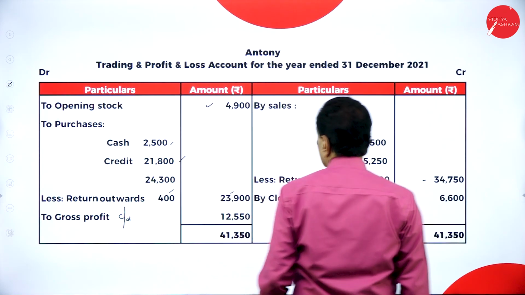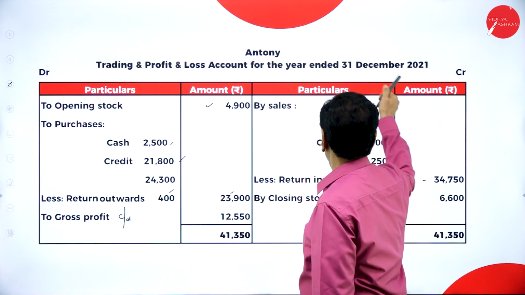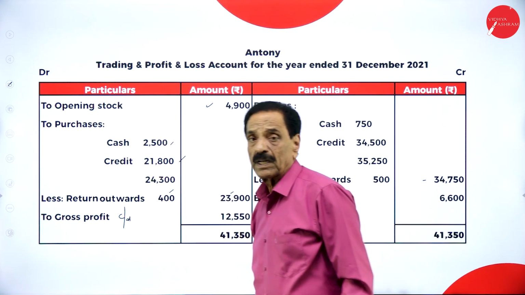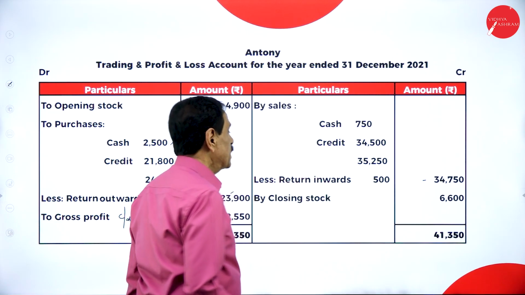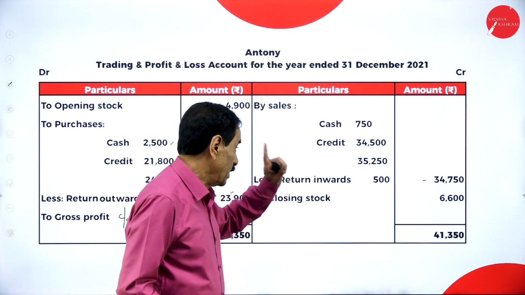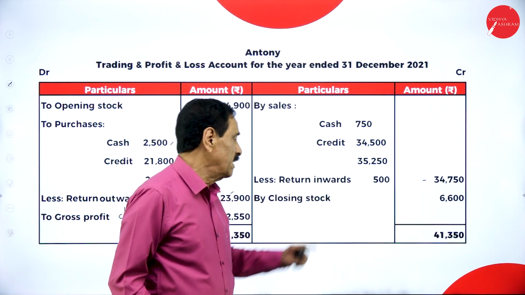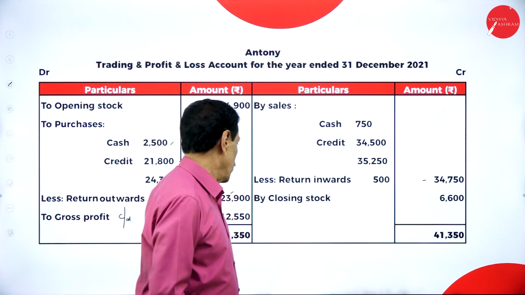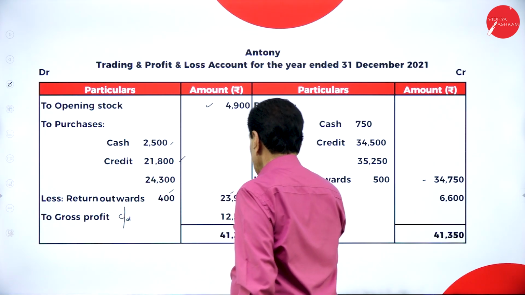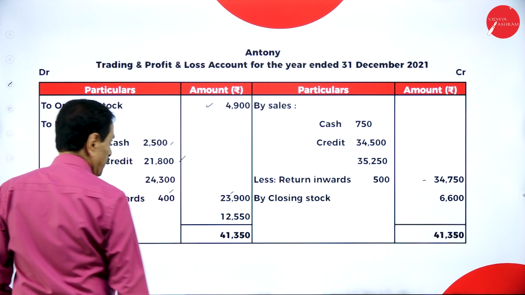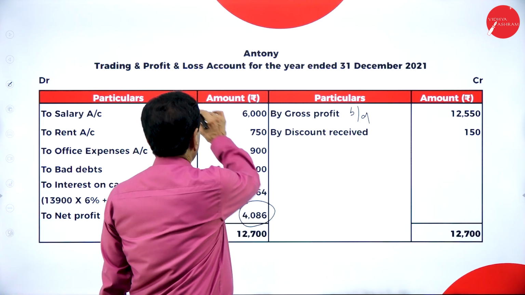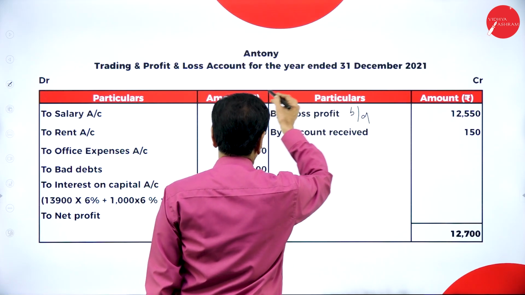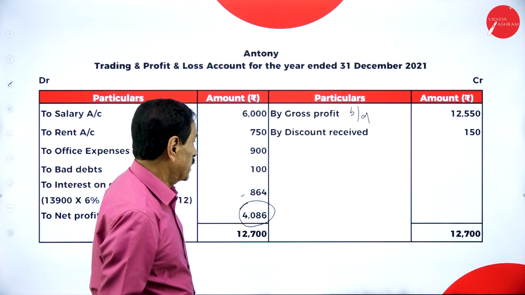We'll move on now to the trading and profit and loss account. We start with the opening stock. Purchases made. Then we have the sales, one cash sale, one credit sale. Return inward. Net sale is there. Closing stock. The difference will come to 12,550. That's the gross profit carried down. Then gross profit brought down to the profit and loss account. This is the trading account, and this is the profit and loss account.